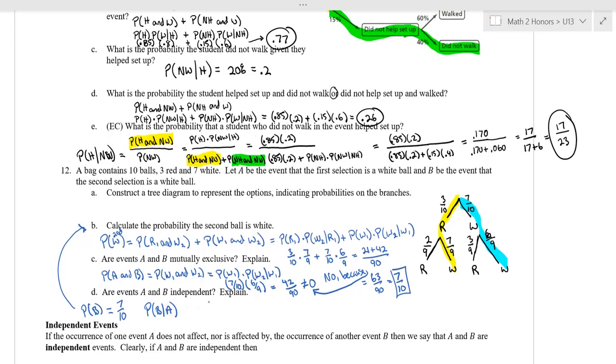So B given A means you've already selected the first one white. Now what's the probability that the second one's white after the first one's white? So that would be 6 out of 9. And it's important to see that they're not equal. So are they independent? No, because the probability of B is not equal to the probability of B given A.